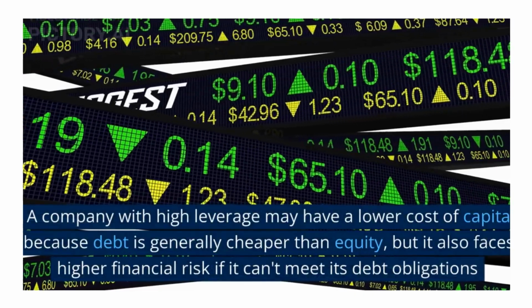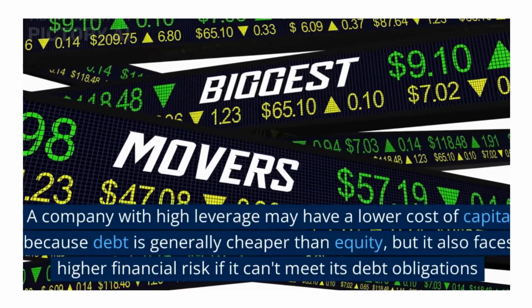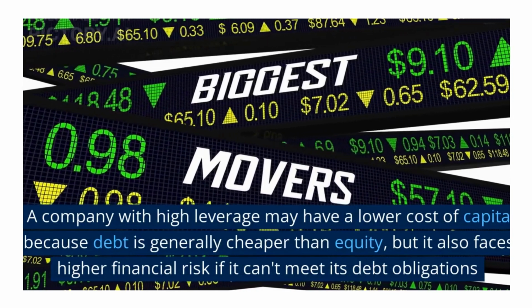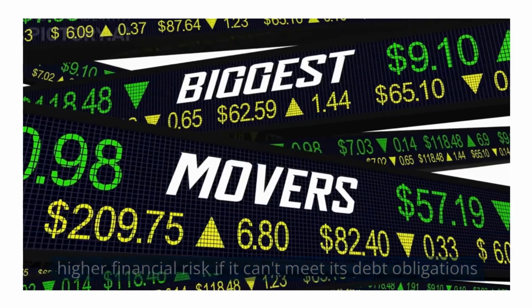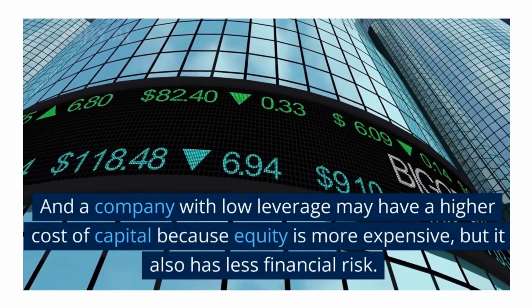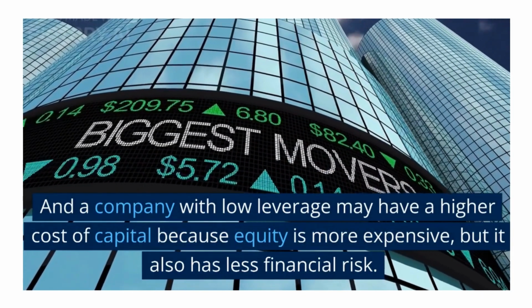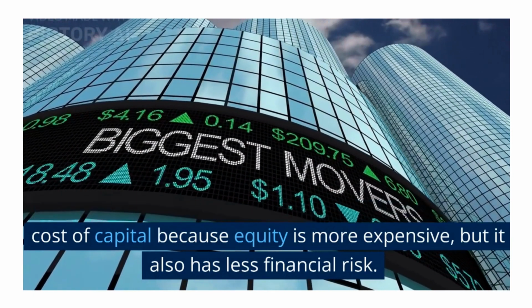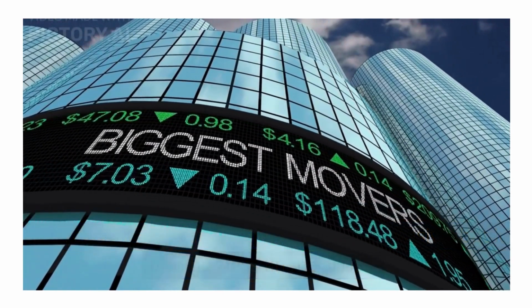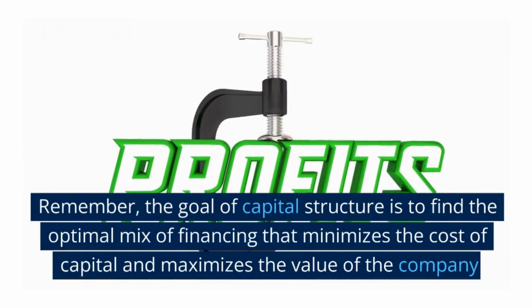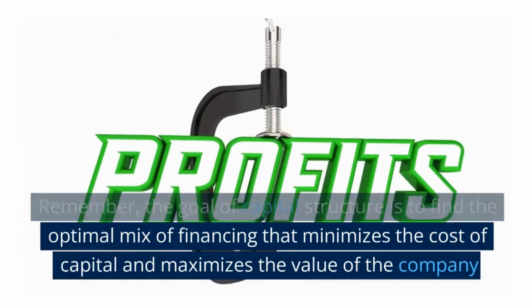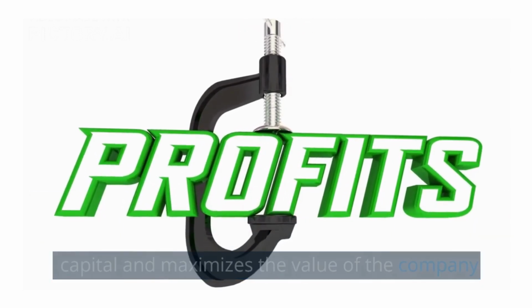A company with high leverage may have a lower cost of capital because debt is generally cheaper than equity, but it also faces higher financial risk if it can't meet its debt obligations. And a company with low leverage may have a higher cost of capital because equity is more expensive, but it also has less financial risk. Remember, the goal of capital structure is to find the optimal mix of financing that minimizes the cost of capital and maximizes the value of the company.